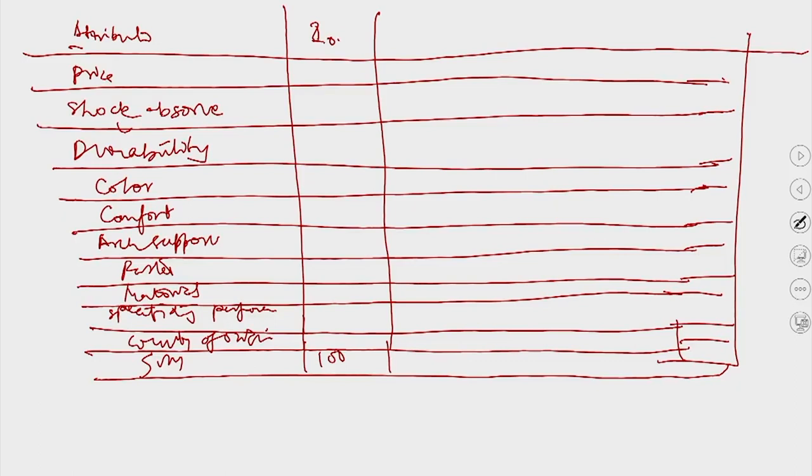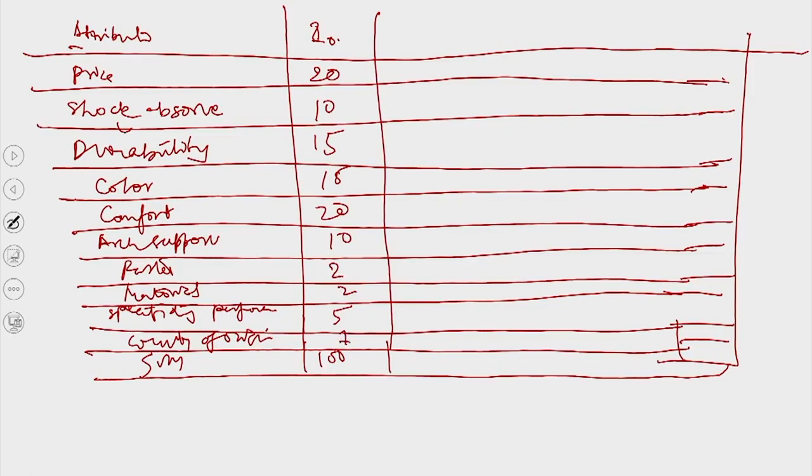For example, let us say price has an importance of 20, shock absorbency 10, durability 15, color 15, comfort 20, arch support 10, fastener 2, material 2, performance 5, and country of origin 1. So, these are the importance, and if you sum it up, what you will get is a value of 100. This is the total importance level.